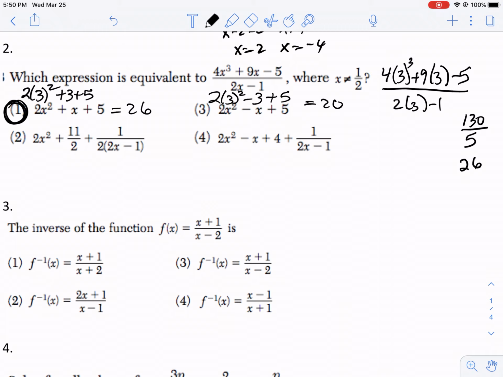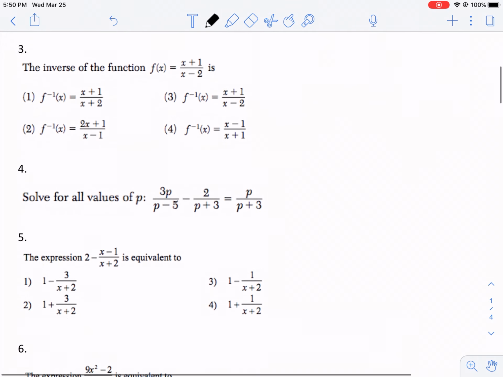So a backdoor approach, anytime you're given an expression in the question and an expression in the answers and they're looking for the equivalent one, all you got to do is pick your favorite number bigger than 2, plug it in, and find the one that works out to be the same.